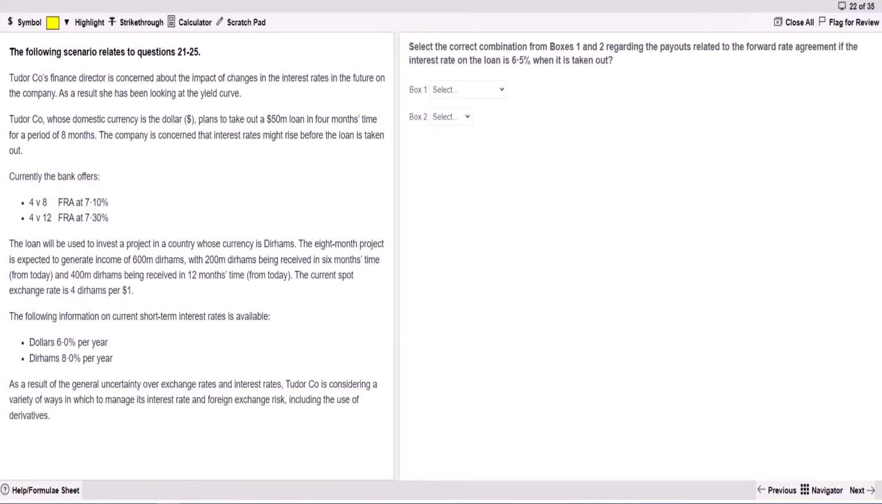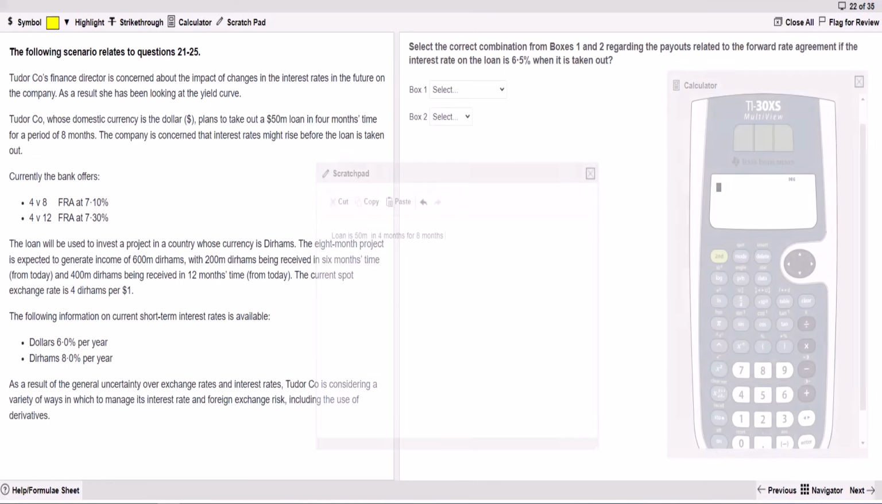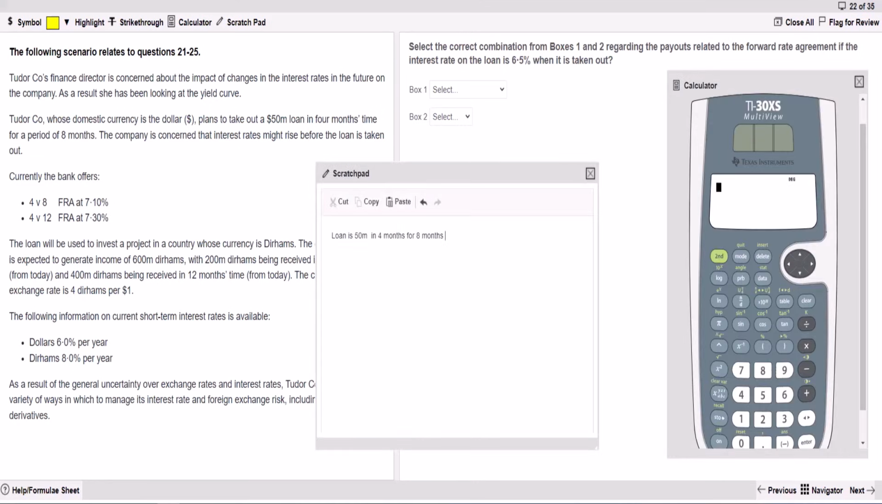This question: select the correct combination from boxes 1 and 2 regarding the payouts related to the forward rate agreement if the interest rate on the loan is 6.5% when it is taken out. So we now have to evaluate this forward rate agreement for this 50 million loan in 4 months' time for a period of 8 months. So the loan is 50 million in 4 months for 8 months.